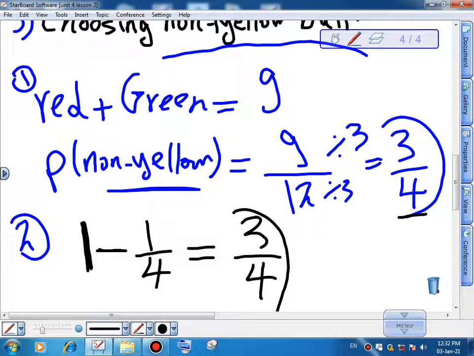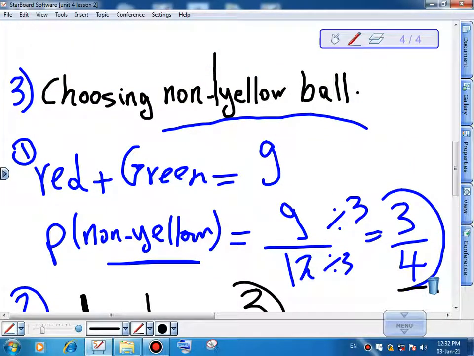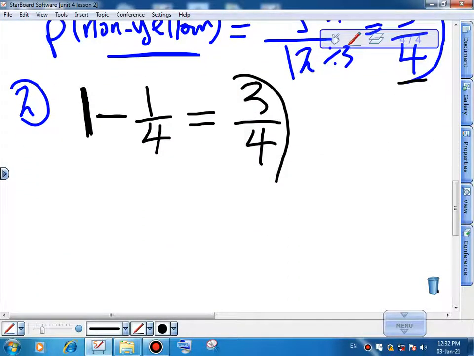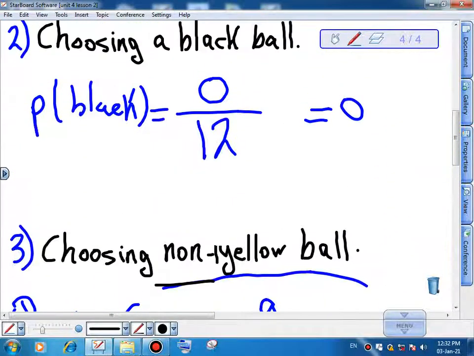Again, if I need to choose a non-yellow pole, what's the meaning of non-yellow pole? I need to get any pole of any color except yellow. In the first method, I take the summation of the red and green poles, which is 9, and the probability of red and green equals 9/12 equals 3/4. Or I take all possible outcomes and subtract from it the probability of the yellow poles, which is 1/4 that I calculated before. 1 minus 1/4 equals 3/4, and that's it. Goodbye.